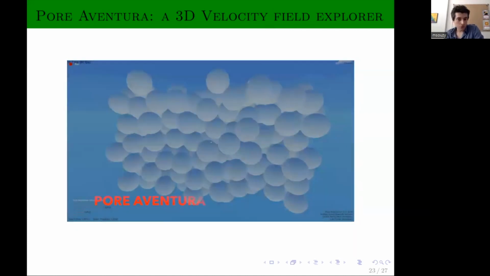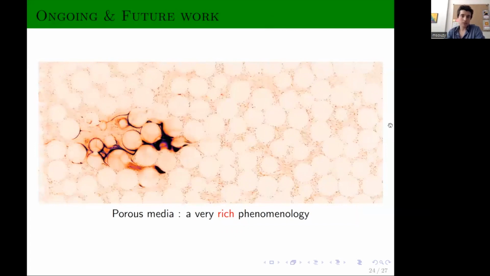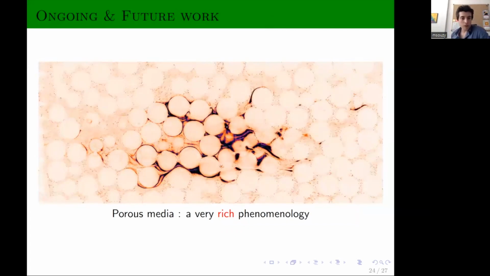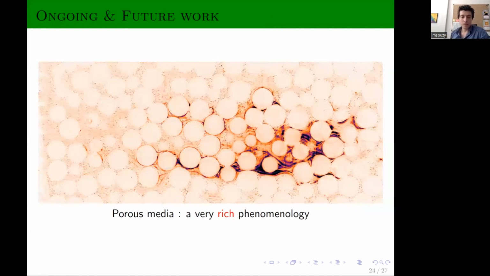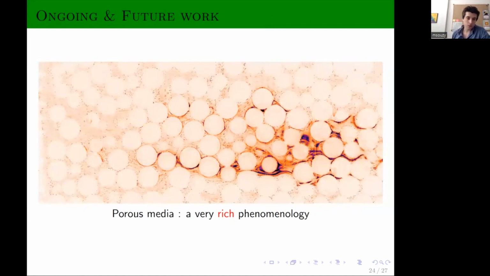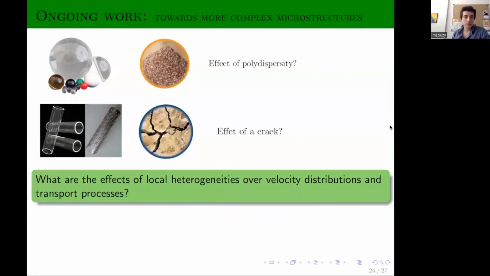And for the future and the ongoing work, as we're all aware, porous media is a very rich system where the flow within such media can lead to a very rich phenomenology. The idea for the ongoing work that we're starting now in Aix is to focus on moving toward more complex microstructures. Everything I showed you so far is in the model porous media, which is made of a random bead pack of monodisperse beads.